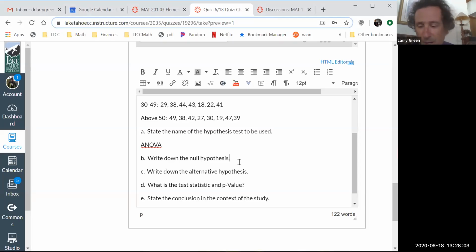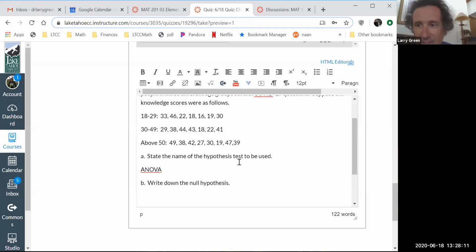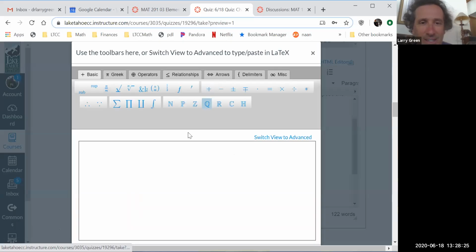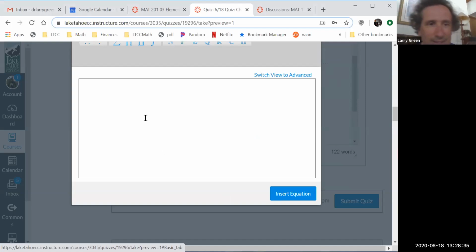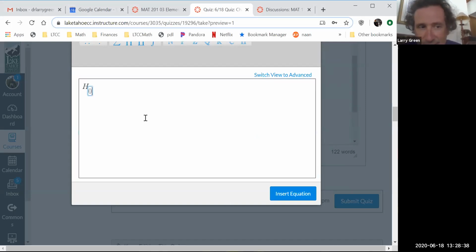Okay, part B is write down the null hypothesis. And notice there are the 3 age groups, the 18 to 29-year-olds, 30 to 49, and above 50. Okay, let's call them young, medium, and old. Sound good? Just to make it easier for me. So I'm going to go and type in. Remember that with ANOVA, oh, before I do that, actually, I just remembered, I can do this. So let's go H naught.